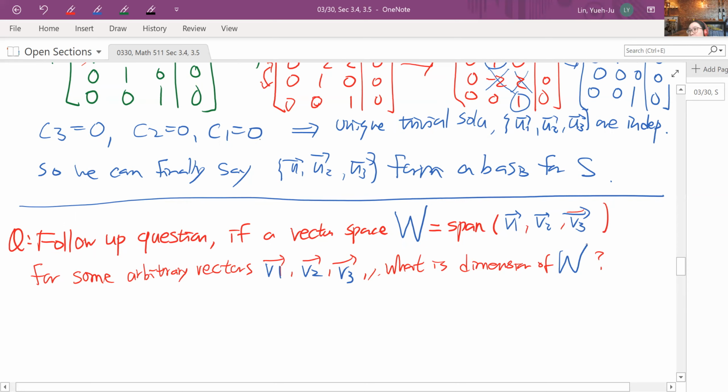Yeah, without knowing that V1, V2, and V3 are linearly independent, you don't know the dimension. You don't know the dimension at all. It could be 3. It actually could be less.